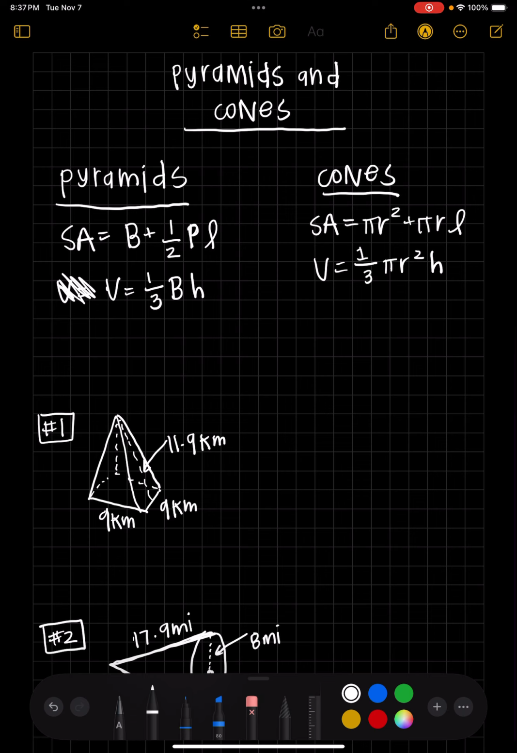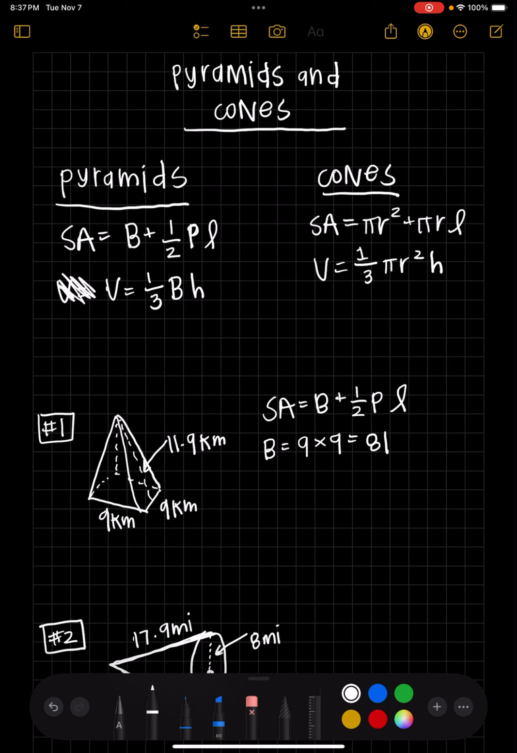So number 1 is a square pyramid, and I know it's a square pyramid because the base is a square, because the sides are the same. They're both 9 kilometers. And so I'm going to use the surface area formula. So surface area is equal to the area of the base plus 1/2 the perimeter times the lateral height. The area of the base is the area of a square, which is just side times side, or side length squared. So I'd have 9 times 9, which we know is 81.